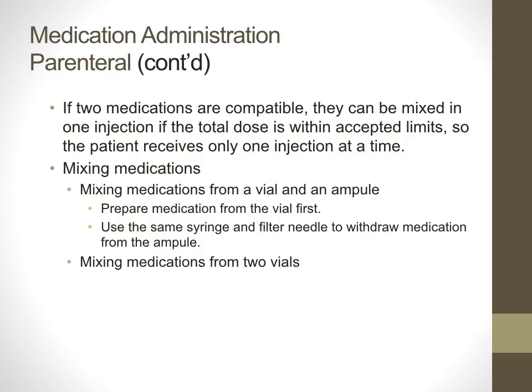When mixing medications from a vial and an ampule, you want to prepare the medications from the vial first. You're going to then use the same syringe and a filter needle to get the medication from the ampule. Next, we're going to look at mixing medications from two vials.